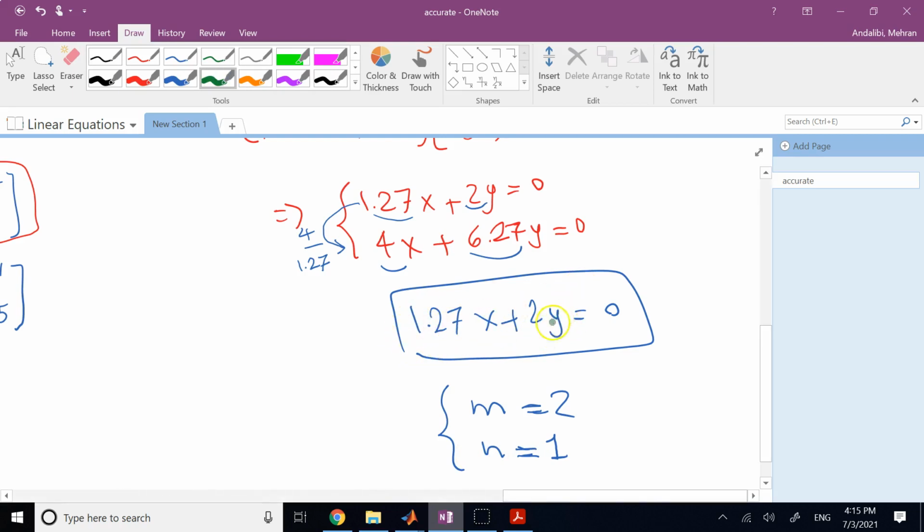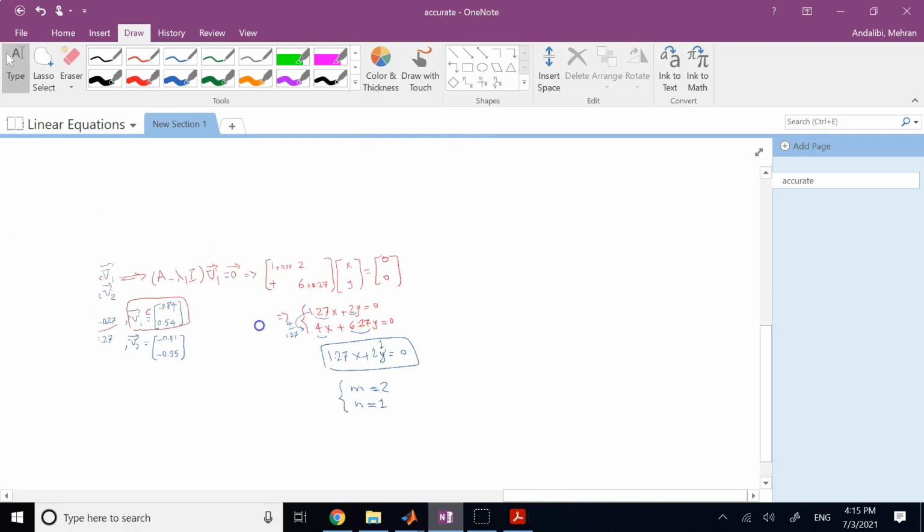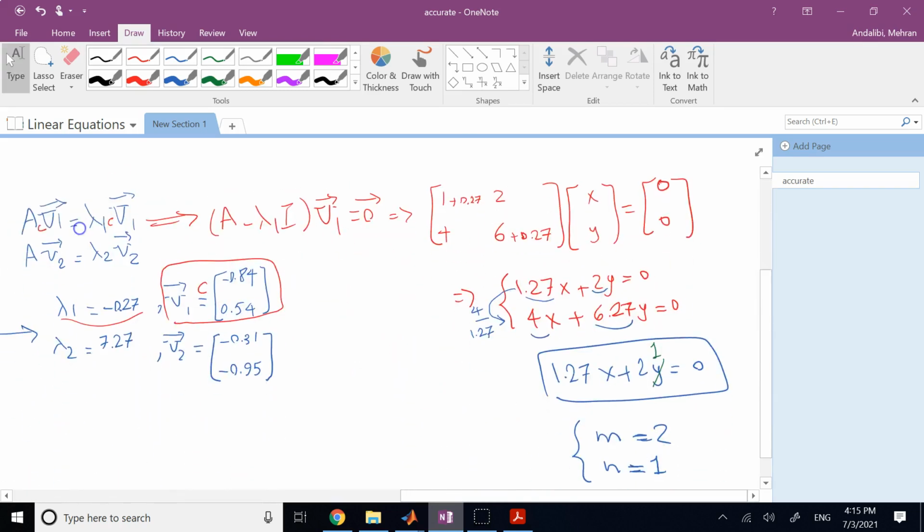And what they typically do is they choose one of them to be 1. So let's say they choose this one to be 1 and then they determine this one, or vice versa. We call it normalization. But you clearly see when we go to eigenvectors, all that really matters is the ratio, which determines the direction of the vector. The magnitude of the vector is of no importance.